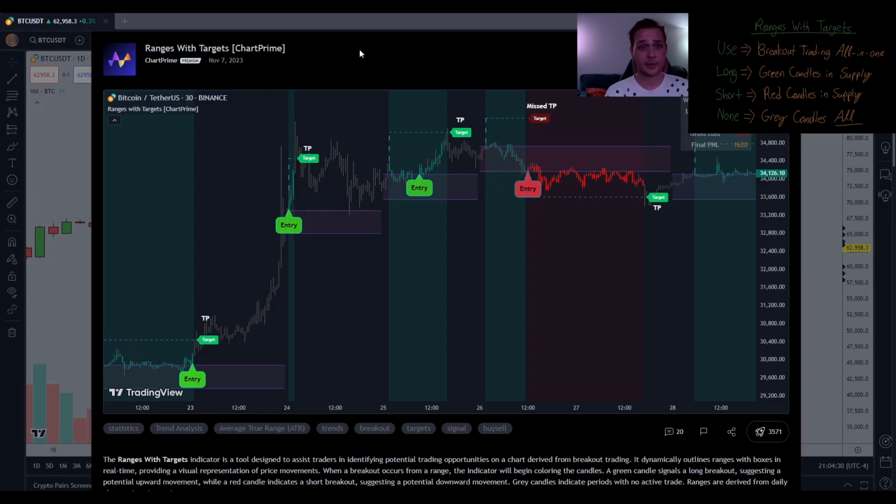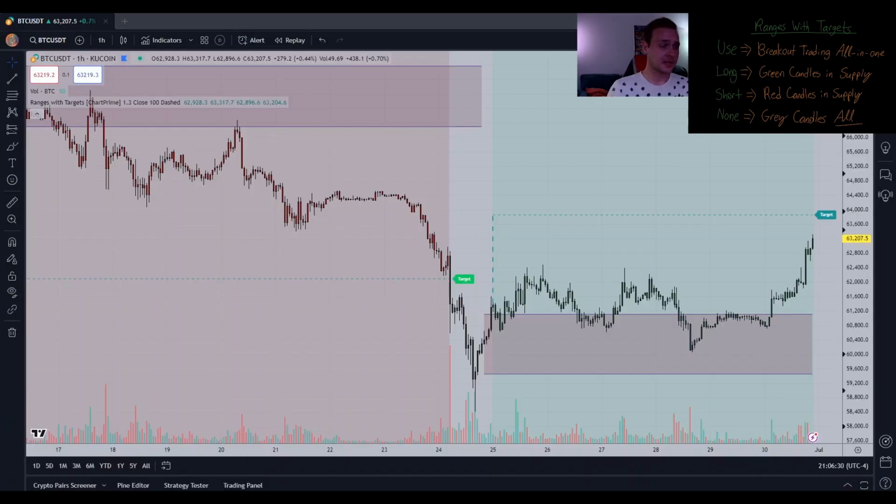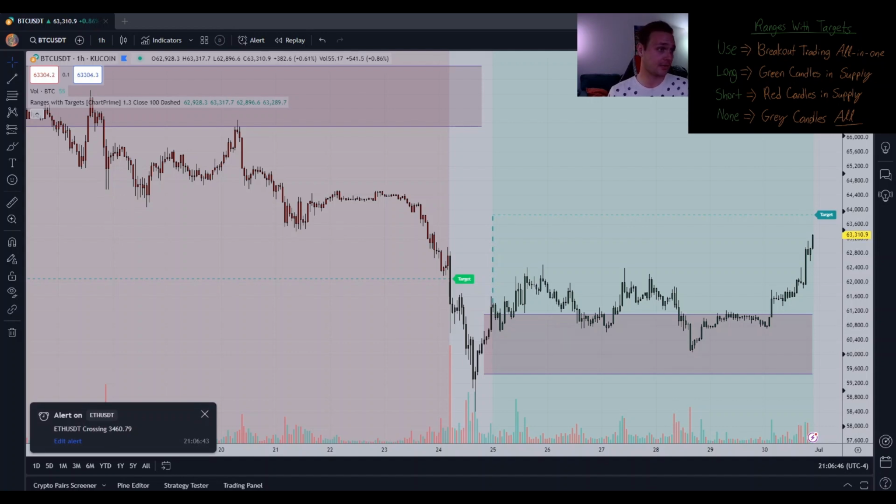Our last indicator for the day is going to be range with targets. It's by Chart Prime. And while the Donchian Trend and ATR bands are useful individually, this indicator combines aspects of both of them. And most importantly, it's easy to use. Now, this indicator is best used for breakout trading, and specifically identifying the trading ranges there. And then it's also going to give you the buy-sell signal and the supply zone of where the good value longs or shorts are. And it's also going to define your price target and your stop loss based on how much risk that you set.